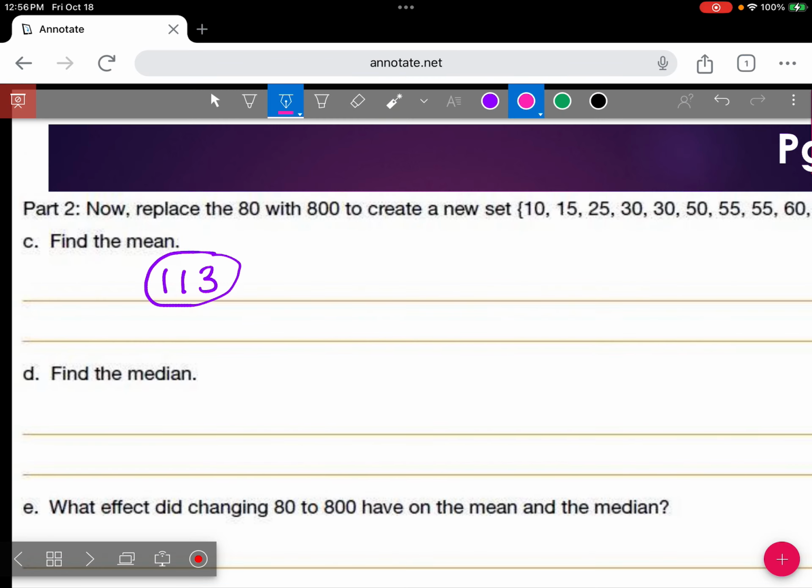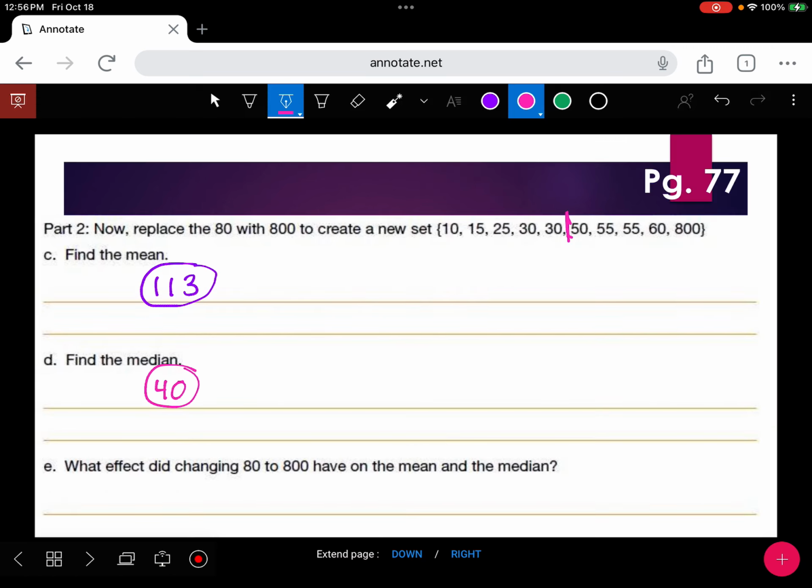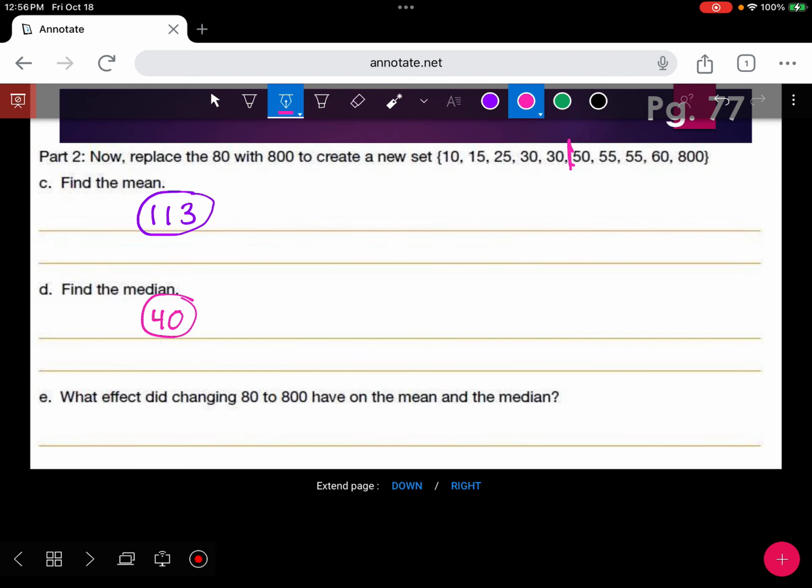It is still the same. It is still halfway between 30 and 50, so it's still going to be 40. So just by replacing the 80 with an 800, what effect did that have on our median? Median didn't change at all. What happened to our mean? It changed by 3. The value is 30 off.